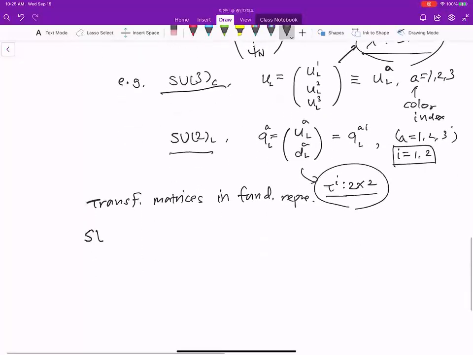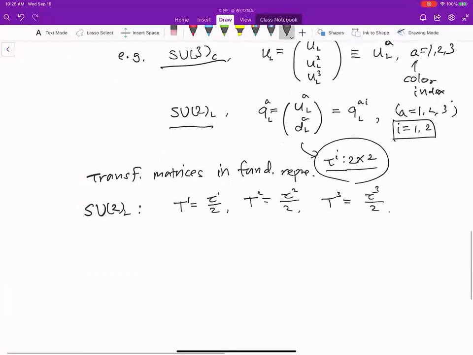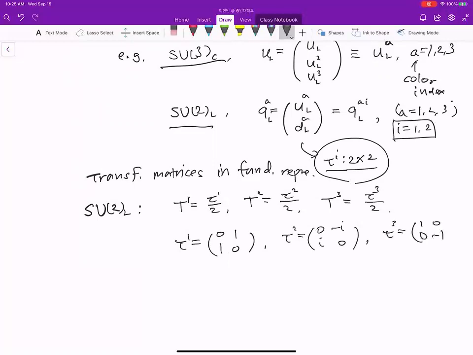In the fundamental representation, of course, in the case of SU(2), there are 3 generators. T^1 equals tau^1 over 2. And this tau^1 equals (0, 1; 1, 0), the usual Pauli matrix. So tau^2 is (0, -i; i, 0), and tau^3 equals (1, 0; 0, -1).